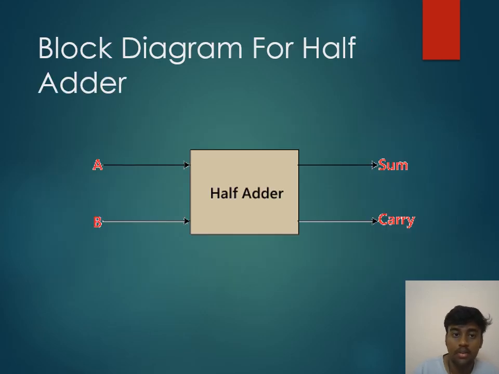The block diagram for half adder: you draw a rectangular box and you provide it two inputs A and B in the case of half adder, and you get two outputs which are sum and carry.